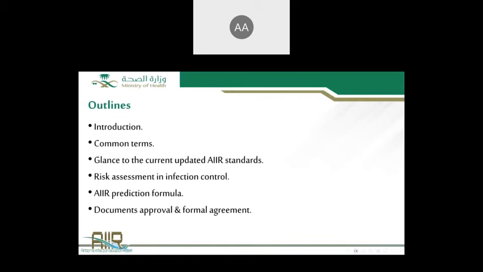So we have specific outlines for today's session. I will give you an introduction about the topic at the beginning, and then we'll explore some common terms related to these standards. We'll also give you a glance at the current updated AIIR standards, or the airborne infection isolation room or negative pressure room standards. We'll discuss further the risk assessment in infection control and how we predict the required number of AIIRs by using a specific formula. And finally, how we approve our documents related to this risk assessment and formula, and how we initiate a formal agreement. At the end of this session, inshallah, we'll answer all inquiries and questions accordingly.